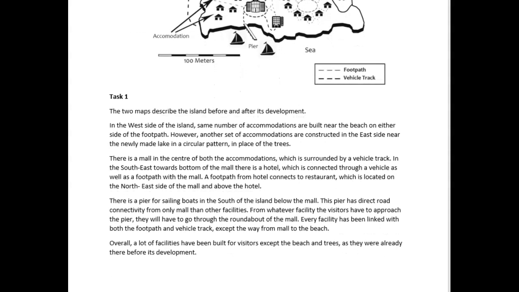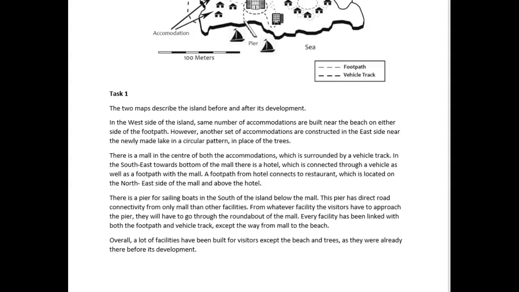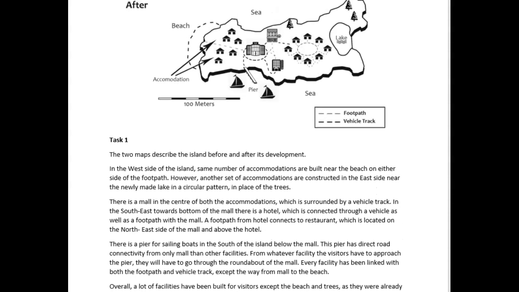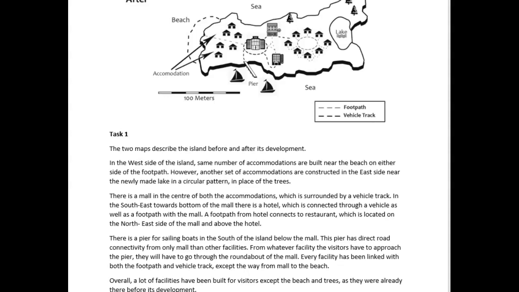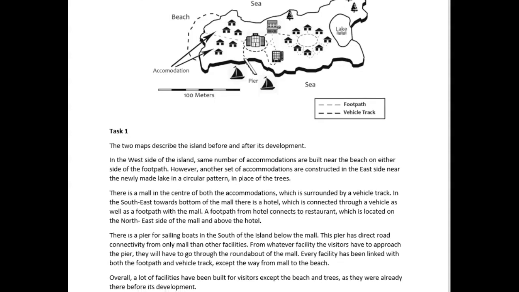The two maps describe the island before and after its development. Okay. In the west side of the island, the same number of accommodations are built near the beach on either side of the footpath. What does that mean, the same number? Do you mean that there's 3 on this side and 3 on that side? I think you probably could have said that a little more clearly.